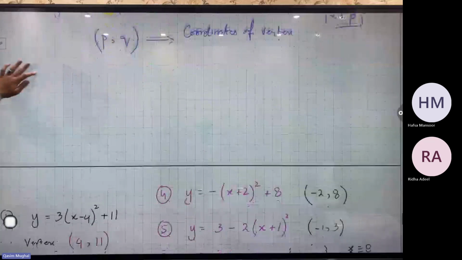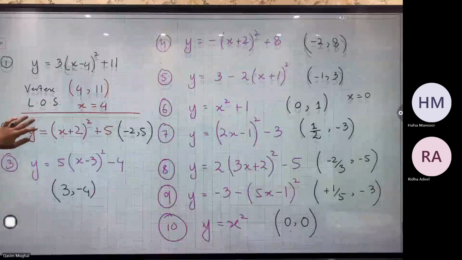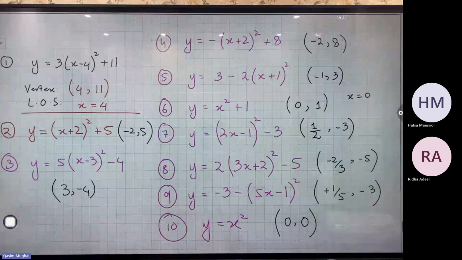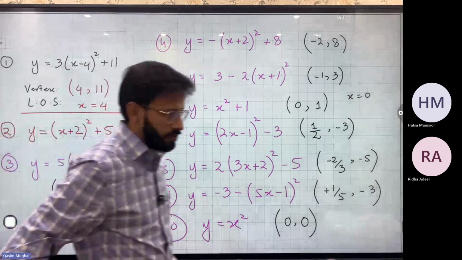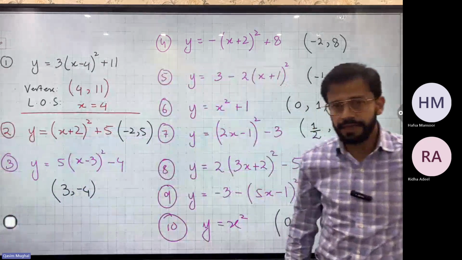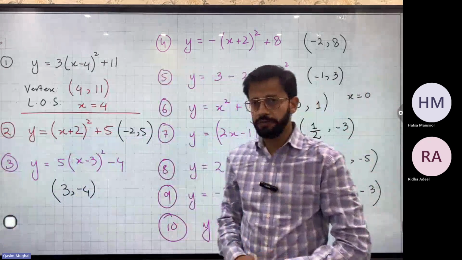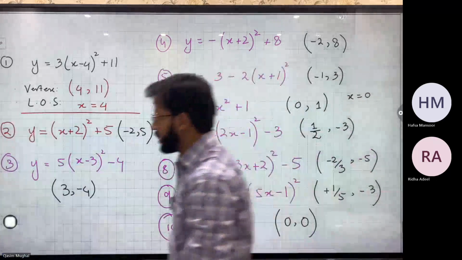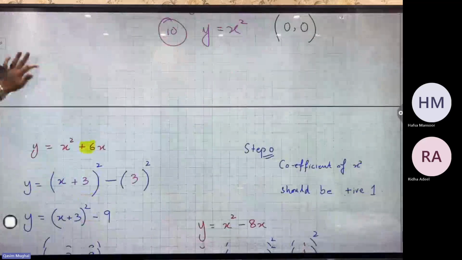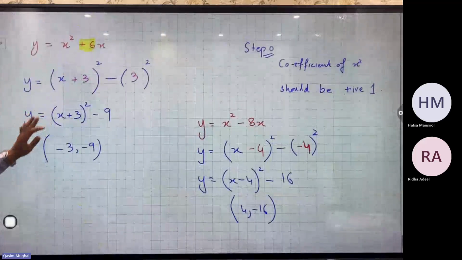All right. Now, I gave you a couple of equations which were already in a completed square format. From there, you were able to extract the information about the coordinates of the vertex. And then we also talked about the line of symmetry. Line of symmetry was basically x equals the x coordinate of the vertex, no matter what type of equation you have. Okay, now then we learned how to complete a square.